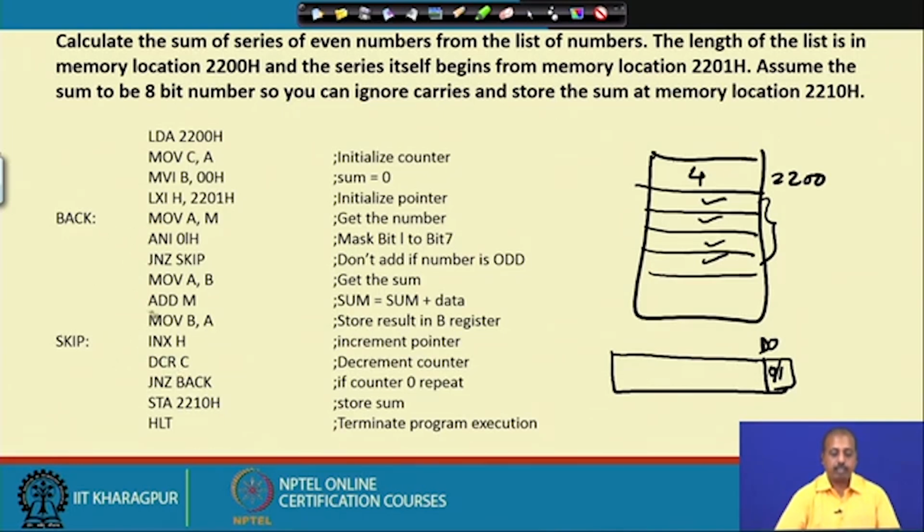So, it will come back here. Now, it will access the next memory location and add it. Once the C register value becomes 0, that means we have added all the even numbers. The value has to be stored at location 2210 hex, and that is done here. So, STA 2210 hex will store the number at location 2210 hex.